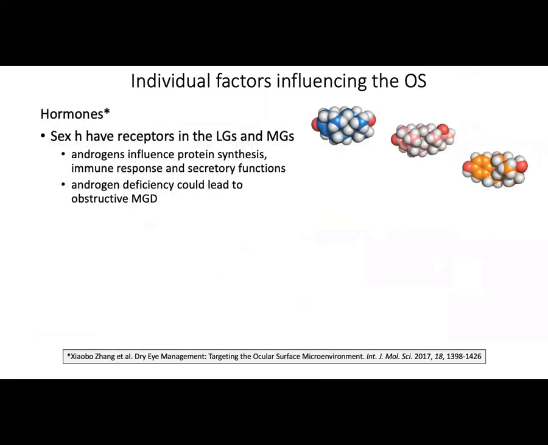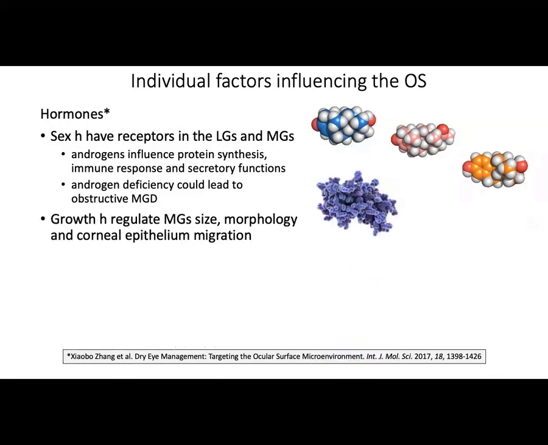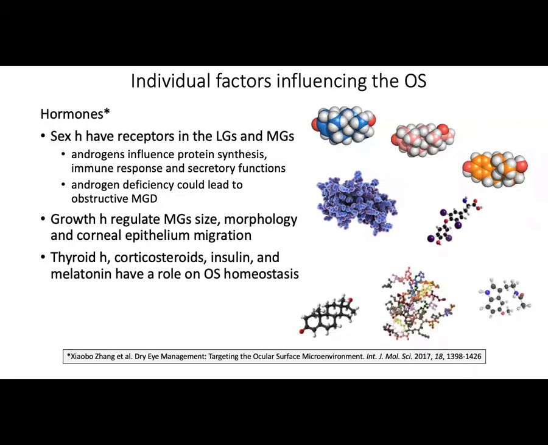Sex hormones have receptors in the lacrimal glands and meibomian glands. Androgens influence protein synthesis, immune response, and secretory functions. Androgen deficiency could lead to obstructive meibomian gland dysfunction. Growth hormone regulates meibomian gland size, morphology, and corneal epithelium migration. Thyroid hormone, corticosteroid, insulin, and melatonin have a role in ocular surface homeostasis.